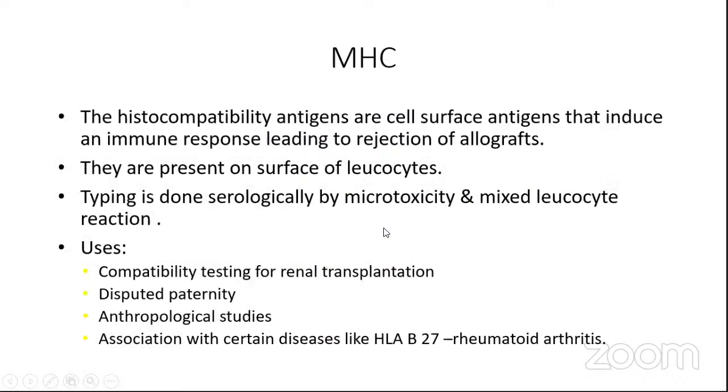Then coming to the major histocompatibility complex, these are cell surface antigens that induce an immune response leading to rejection of allografts. They are present on the surface of all leukocytes, and their typing, whether MHC class 1, class 2 or class 3, can be done by microcytotoxicity and mixed leukocyte reaction, and is used for compatibility testing for renal transplantation. In any transplantation, MHC matching is a must.